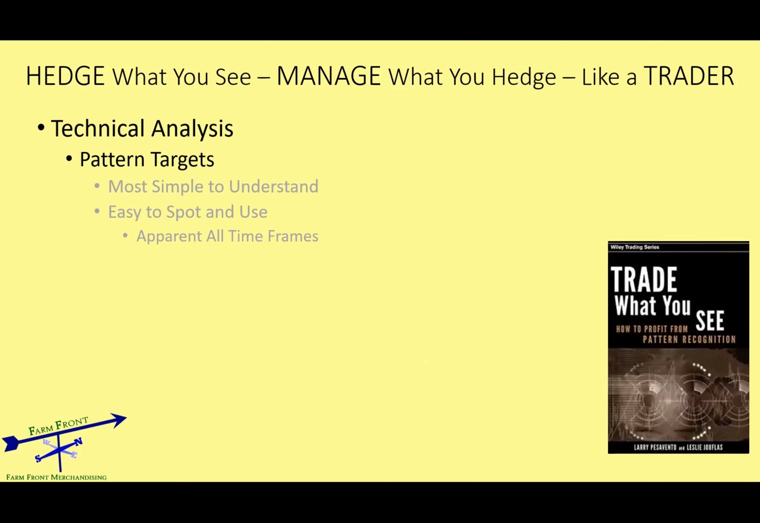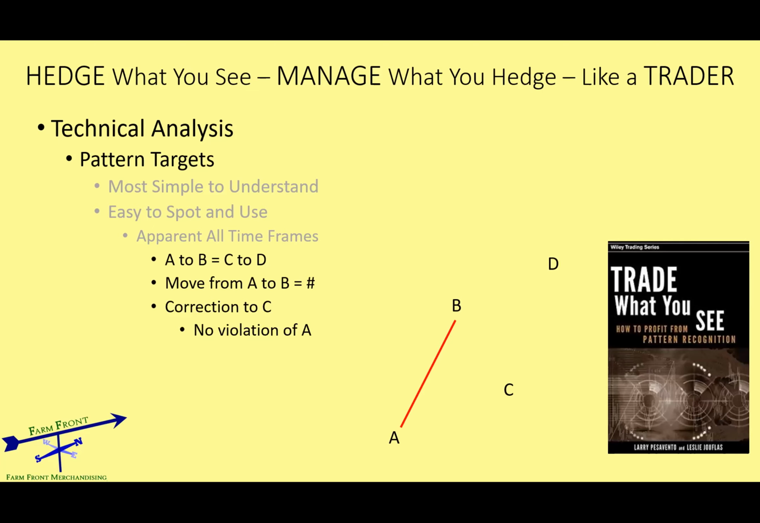And once we know that, then when we start looking at the move from A to B, and we start saying that C is going to become a C target when there's no violation of A. If A gets violated, you have no pattern and you look for the next pattern. But most of the time, C is not going to violate A if A also happened to be a D target and a potential support point when the market was coming down. If that was a D target.